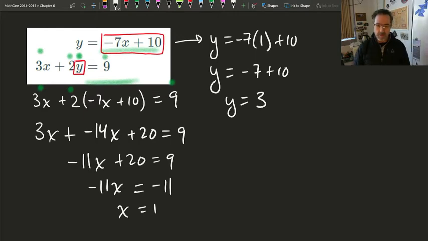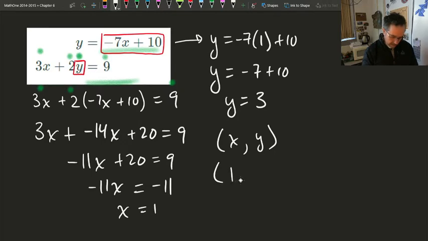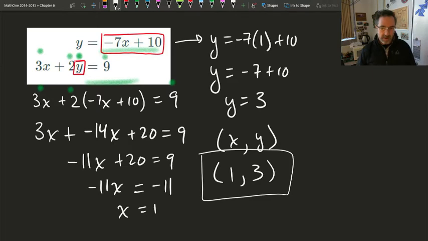So as an ordered pair, it's always an x value, comma, y value. My ordered pair is 1, comma, 3. So these two equations will meet when x is 1 and y is 3. And I know what you're saying. Mr. Roberts, let's go back to Desmos.